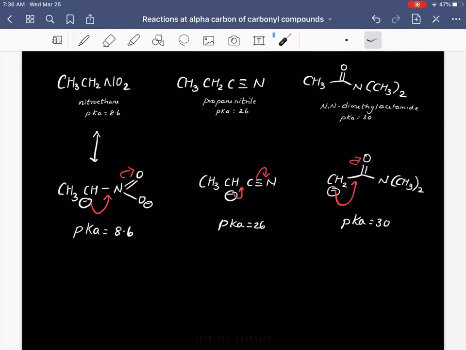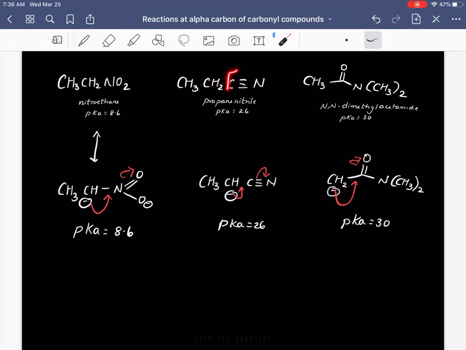Okay, there are also other compounds where the alpha hydrogen is acidic. So say, for example, you take nitroethane, and again this is the alpha carbon, because if you consider this is the functional group, the alpha carbon is the carbon adjacent to the functional group. When you have a base, it goes and abstracts this hydrogen and forms the carbanion, and that carbanion is actually stabilized by different resonance structures.